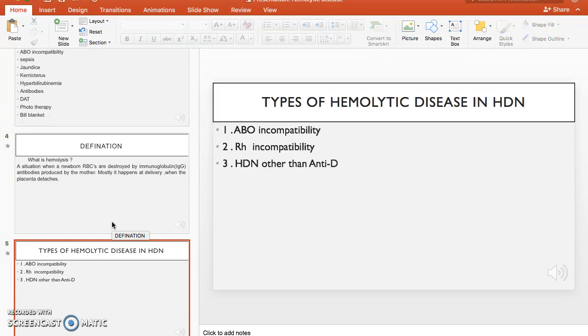There are three types of hemolytic disease in the newborn. The first one is ABO incompatibility, the second one is RH incompatibility, and the third one is hemolytic disease other than anti-D. It might be anti-S, anti-K, anti-M, and others. Throughout the presentation, our focus is ABO incompatibility.